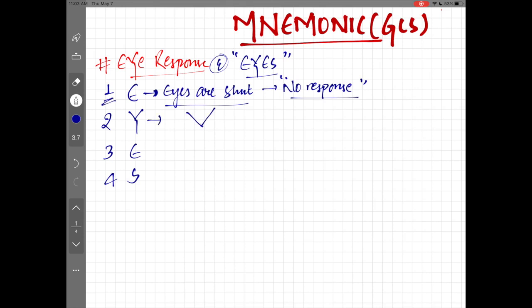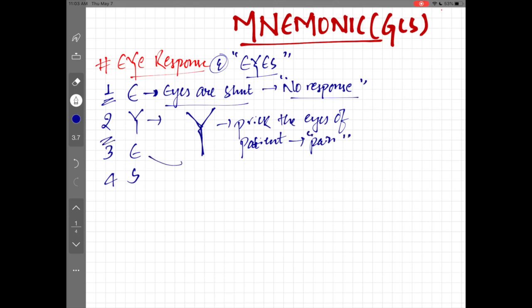For Y, let's just assume a Y-shaped stick. So a Y-shaped stick is used to prick the eyes of the patient. That means the patient is responding to pricking, or responding to pain, right? So responding to pain means the score of 2.